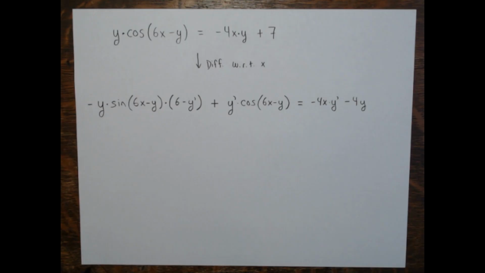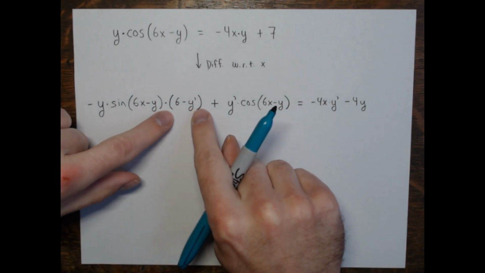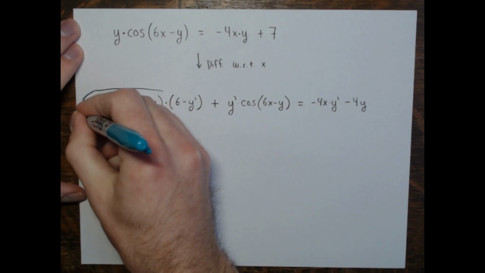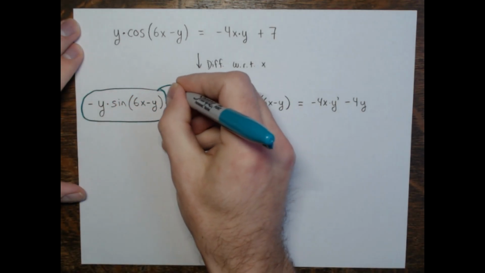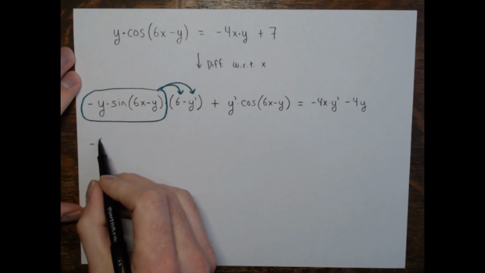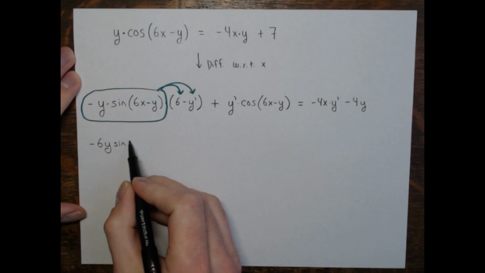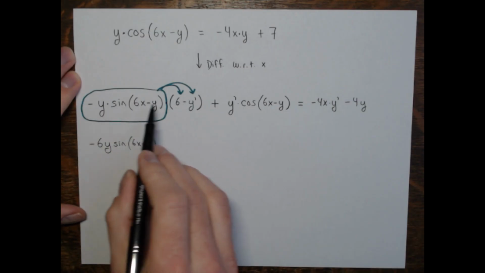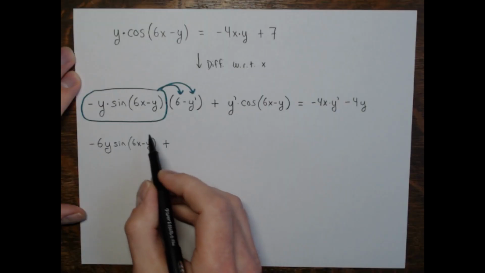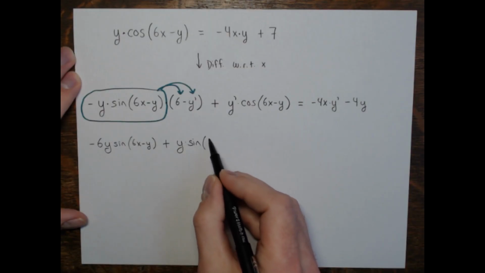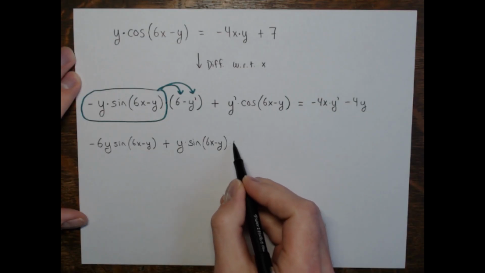Like before, I'm trying to solve for y prime. So first I want to get rid of the parentheses around my y prime expression. That requires taking this quantity out front and distributing it. So we have negative, negative 6y times the sine of 6x minus y. That was the first one. And then plus y times the sine of 6x minus y times y prime.